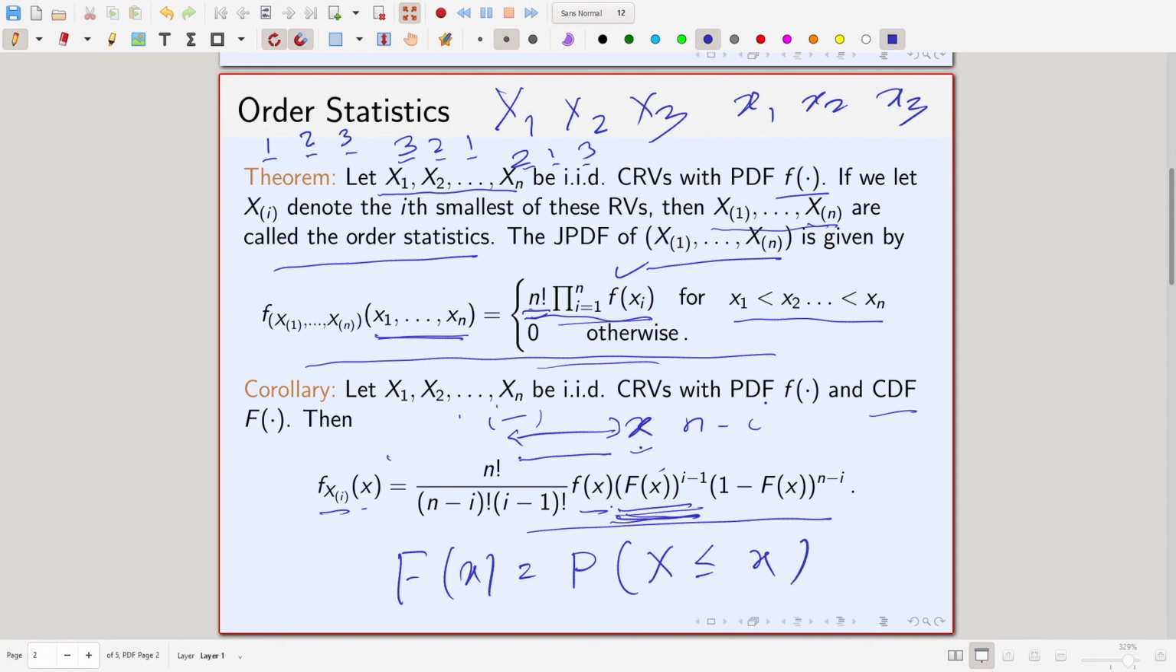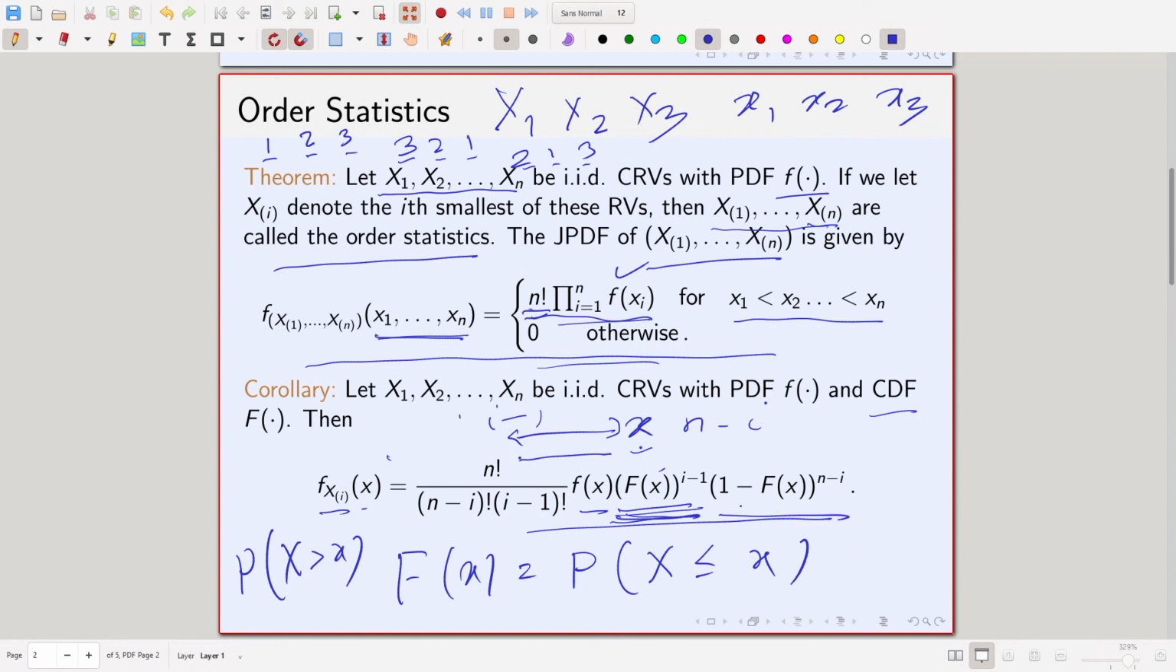Again, it goes to the power because of independent and identically distributed, and n minus i should be greater than that, that is (1 minus F(x)), because 1 minus F(x) is the probability that X is greater than x. So n minus i things should be greater than x. That's when x will be the ith minimum: if i minus 1 are less than that and n minus i are greater than that.